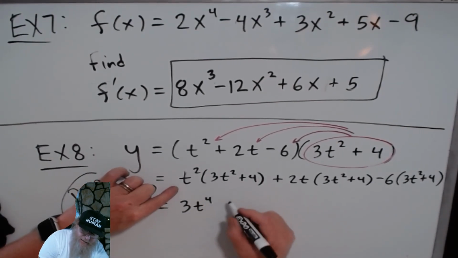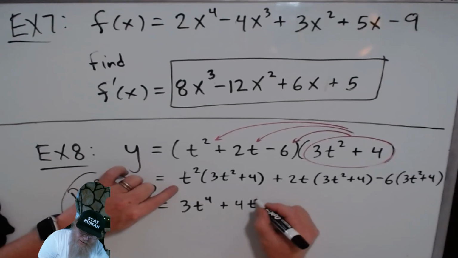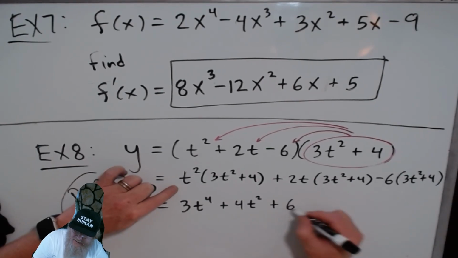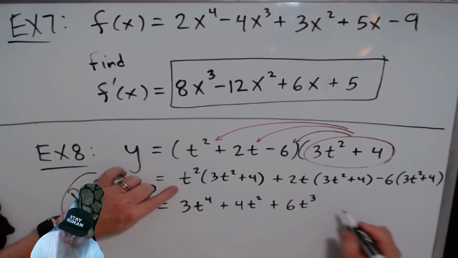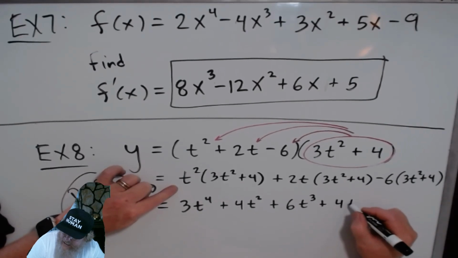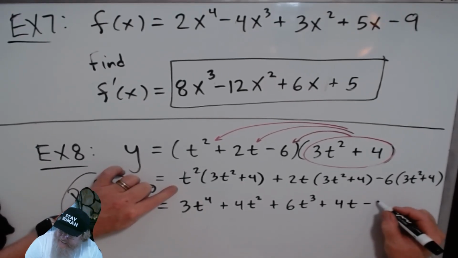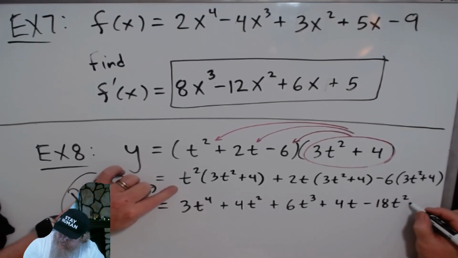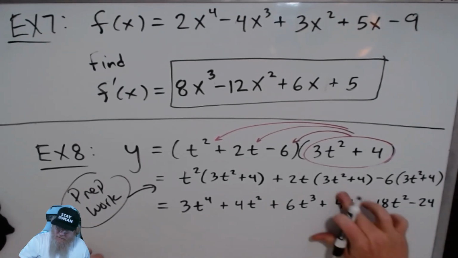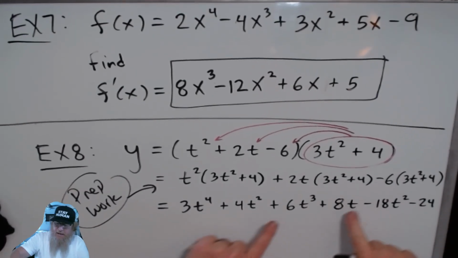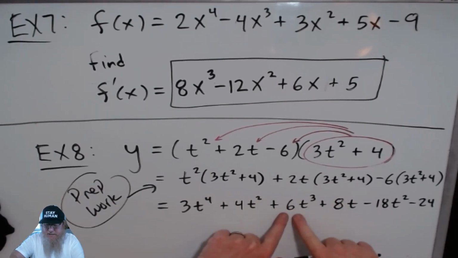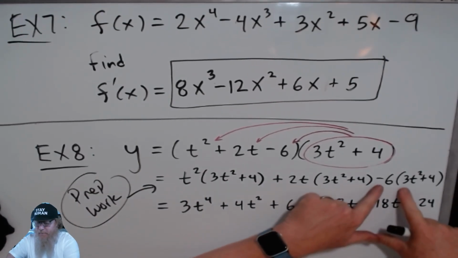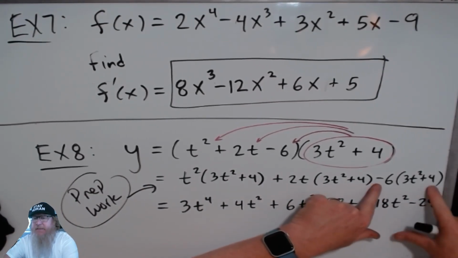So then this becomes 3t to the 4th plus 4t squared plus 6t to the 3rd plus 4t minus 18t squared minus 24. I got to make one correction. 2 times 3 is 6, but that was correct. But 2 times 4 is 8. So just double check all your numbers. Make sure everything is correct.